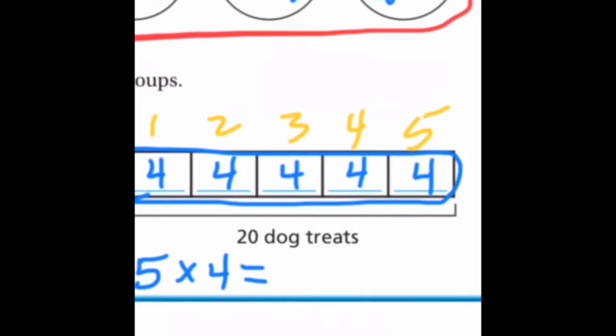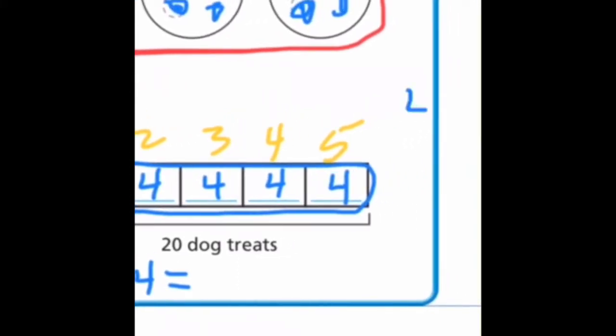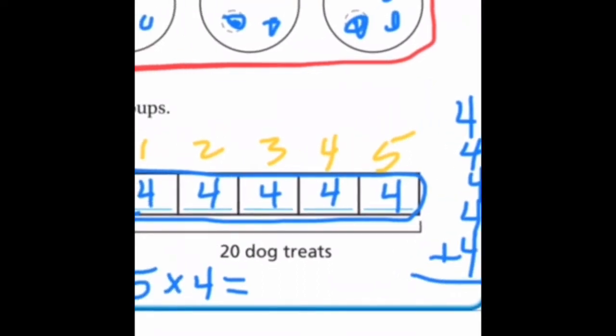Or we just use repeated addition and add the 4s up. 1, 2, 3, 4, 5. We could add them all up. Either way, both of them equal 20, right? So when we add up all these 4s right here, it needs to equal the total number of dog treats. If it doesn't, then we have to fix those numbers.